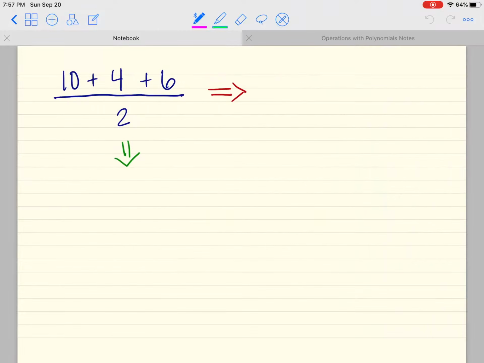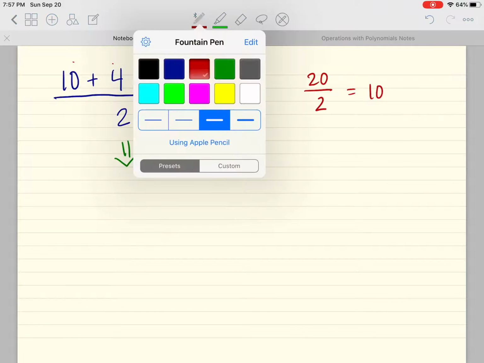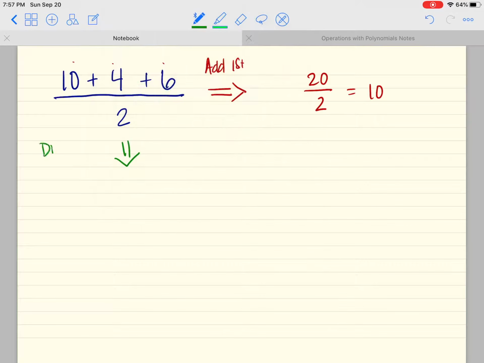Now let me just show you with some numbers first to make sense of it. Let's take this problem that doesn't have any variables in it. We've got more than 2 options to simplify this type of problem. You could use a calculator, obviously, but by hand, we could do the addition first. If I add first, the 10 plus the 4 is 14, plus the 6 would make 20. So that would leave me 20 to divide by 2, and 20 divided by 2 would give me a result of 10. Or we have the option of dividing first.